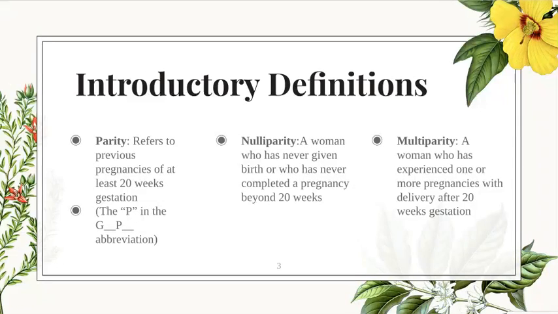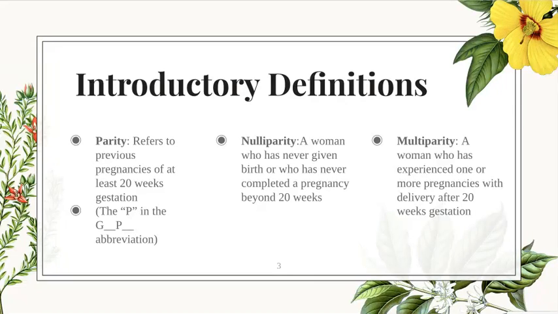So parity refers to previous pregnancies of at least 20 weeks gestation and is the P component of the GP abbreviation that we use in clinical practice. For example, a pregnant woman who is G2P1, meaning gravida 2, para 1, is pregnant for the second time and her first pregnancy resulted in delivery after 20 weeks gestation.